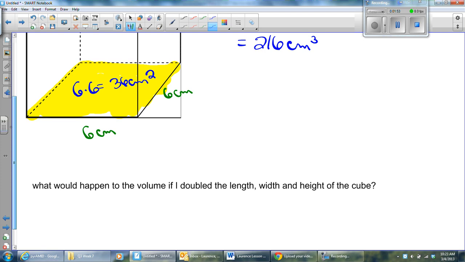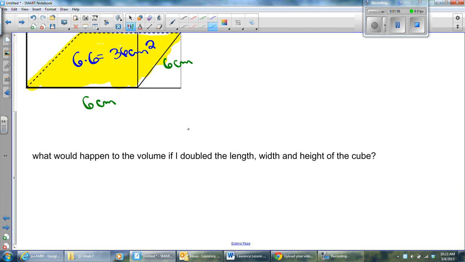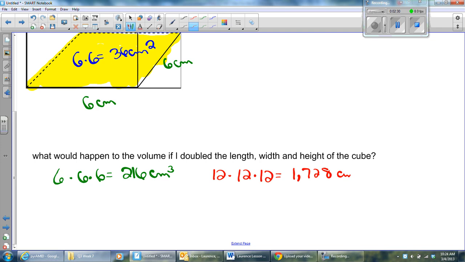Now, knowing Miss Eubank, she likes to push you guys just like I like to. She's going to ask you something like, what would happen to the volume of the cube if I doubled the length, width, and height? Well, you could do it two ways. You could go 6 times 6 times 6 and get 216 centimeters cubed. And then you could double it: 12 times 12 times 12, which looks like 1,728 centimeters cubed.